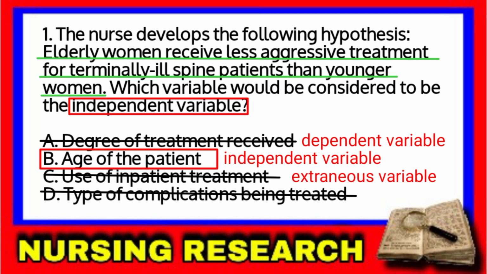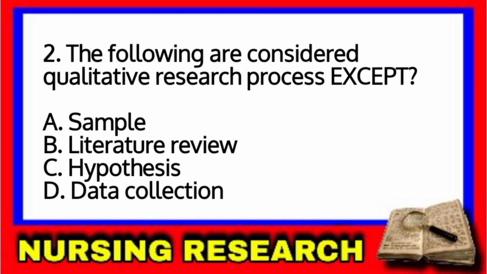Pag sinabi po natin independent variable, that is the presumed cause of the research study. So, letter B is considered as the independent variable of this hypothesis. Okay? So, the age of the patient would be the independent variable while your degree of treatment received is considered as the dependent variable. So, ang sagot natin dito sa ating question number 1 ay letter B. Okay? So, letter B, the age of the patient is the independent variable. Huwag niyong kakalimutan po yan. So, ang dependent ay yung ating degree of treatment received while your independent variable is the age of the patient. Okay? Yung letter C at saka letter D, anong tawag natin doon? Extraneous variable. Okay? Extraneous variable or mga extra variables po yan.